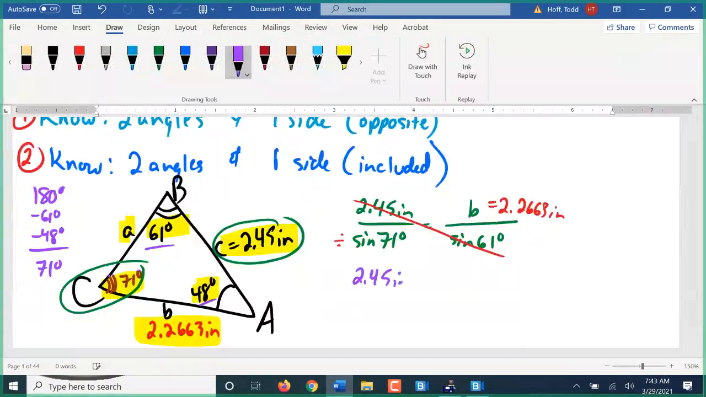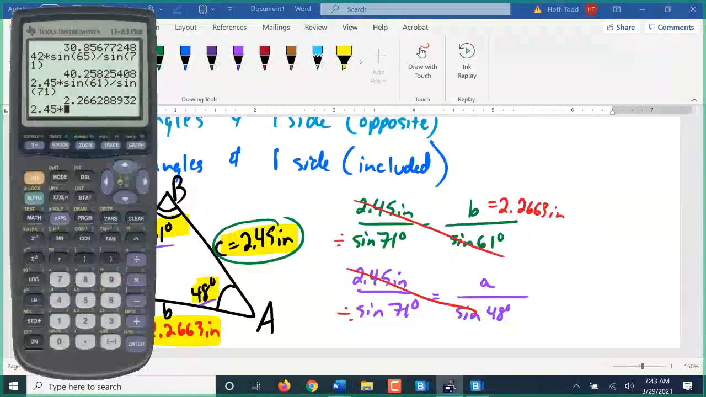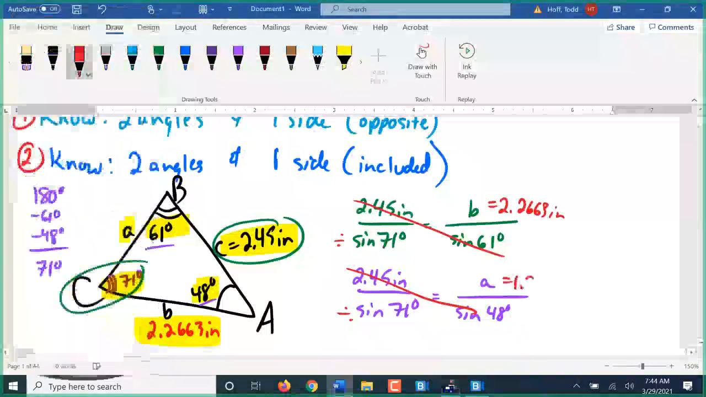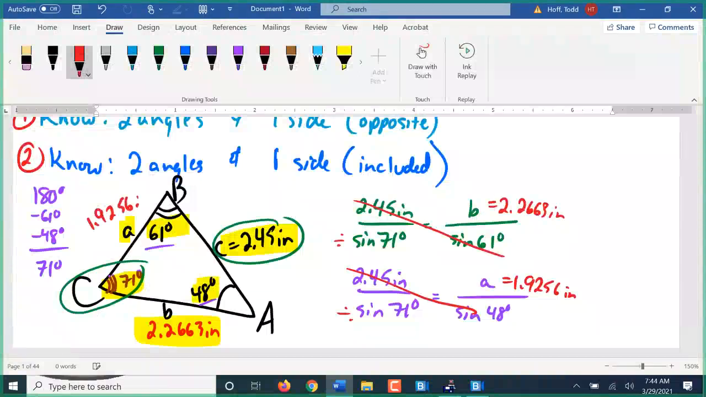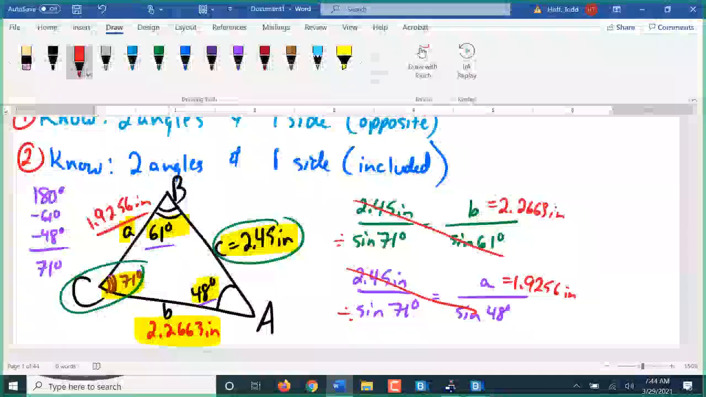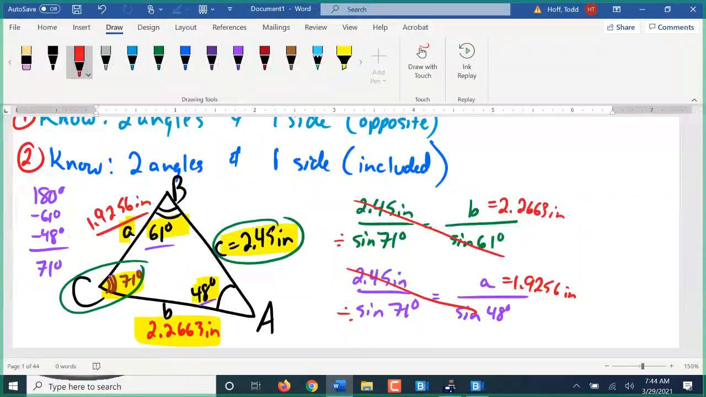So 2.45 inches over, where goes the other one? Perfect, little a over the sine of 48. Cross multiply and divide. 0.45 times sine of 48, close the parentheses, divided by the sine of 71. 1.9256. Does that length make sense? Yeah, it's smaller than the other two. Now I realize that's kind of a crude little comparison, and it doesn't catch every mistake, but it catches the big ones. Just making sure that the smallest side's opposite the smallest angle and all that.